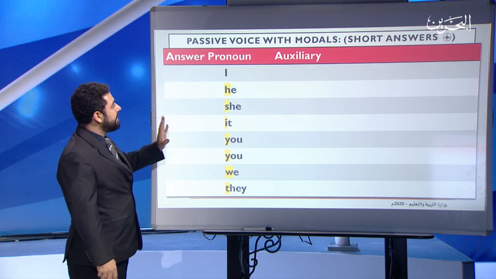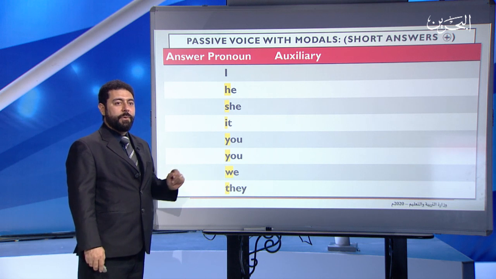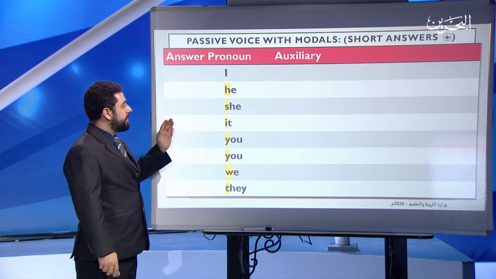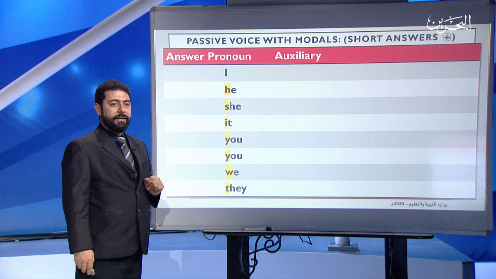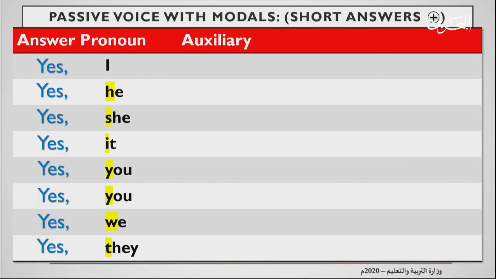All right. Passive voice with modals, short answers. Short positive answers. The positive word, as we know it, is yes. So you say yes, plus a comma, plus the pronoun, and then the auxiliaries, that are the modals. You say, yes, I am supposed to be. For I, say am. For we, say yes, we are supposed to be. Or it, yes, it is supposed to be.